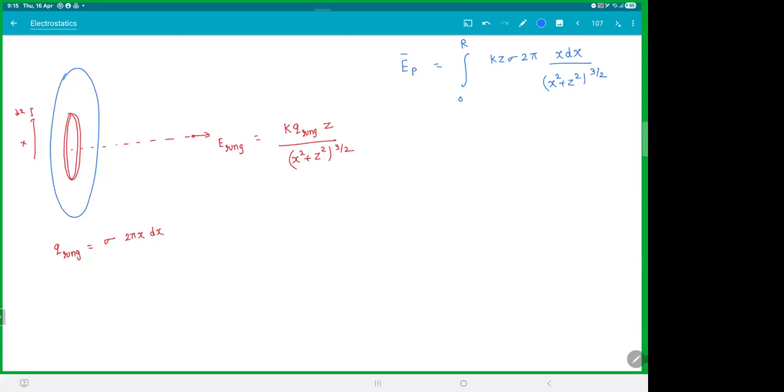We have to integrate this. Now, if you have done your integration, you would know what this is. But if you have not done, I taught you this. We use integration by substitution.